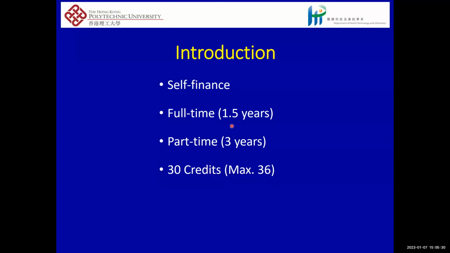In other words, we also like to give you a little bit longer time to complete the subjects. The total is 30 credits as normal, with a maximum of 36 in our plan. But if you can finish earlier, no problem. You can always finish earlier than this normal study period. Full-time, 1.5 years; part-time, 3 years.